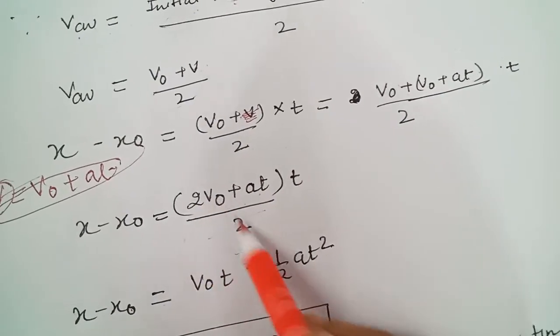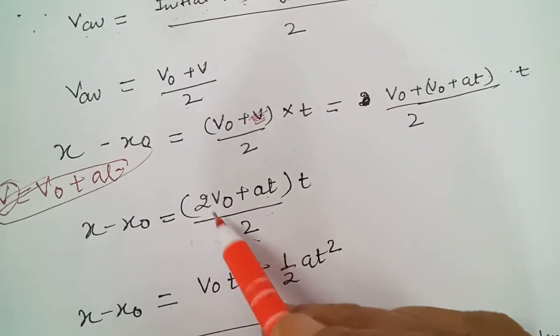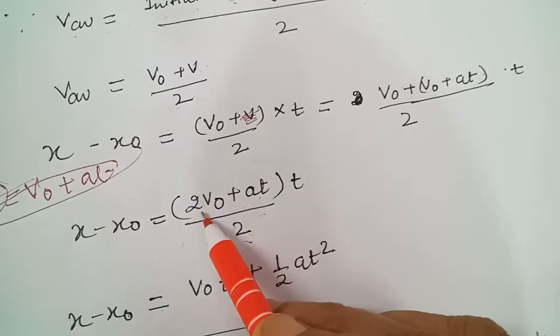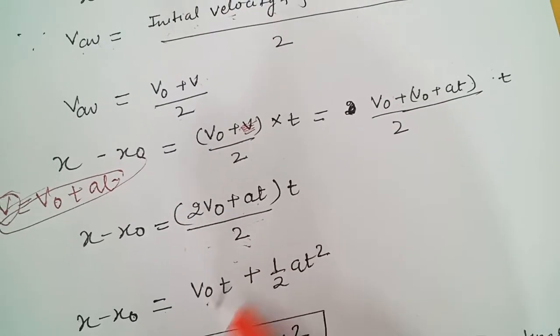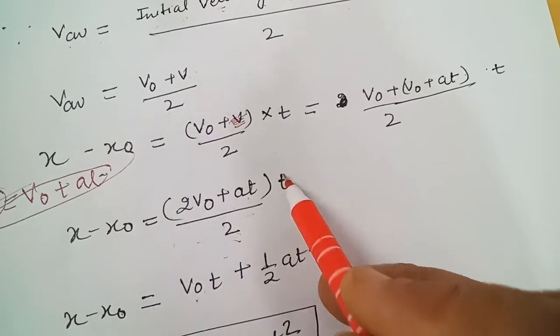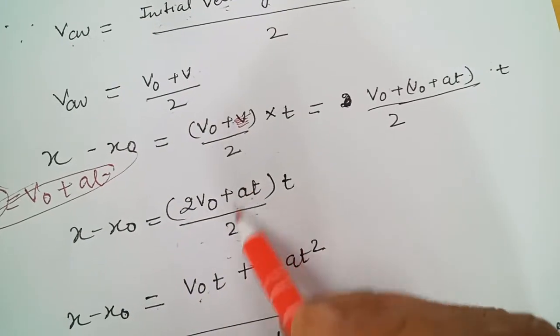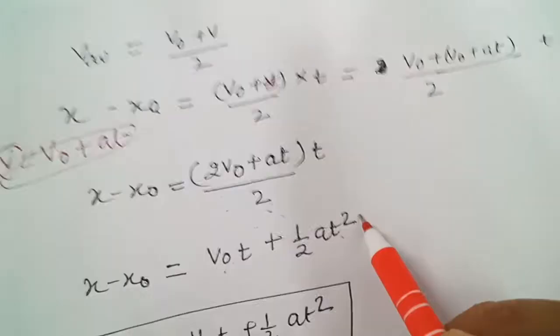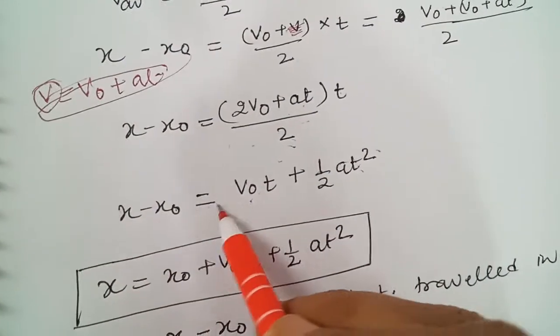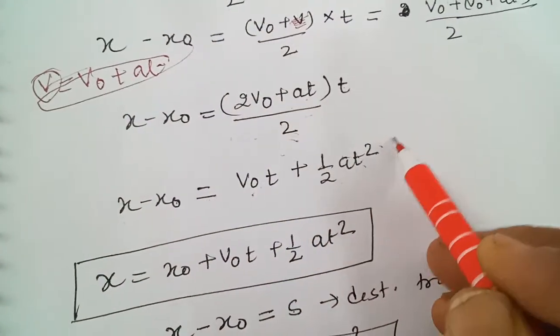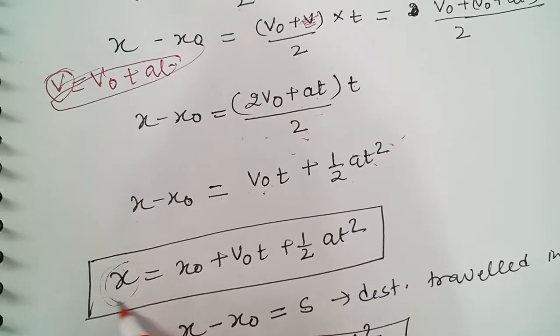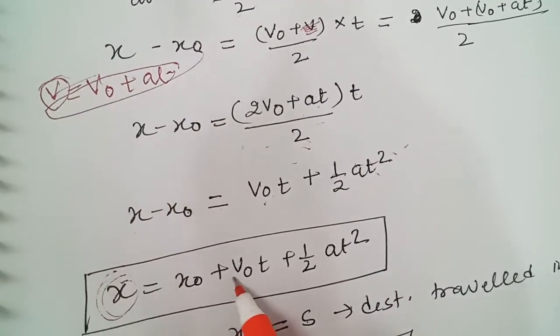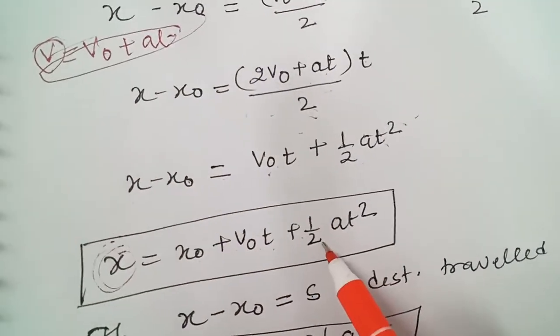Now write the separate expression. 2v naught upon 2 comes out to be v naught multiplied by t, v naught into t, and 1 by 2 at multiplied by t, so half at square. So x minus x naught equals v naught t plus 1 by 2 at square. So the displacement at time t is x equals x naught plus v naught t plus 1 by 2 at square.